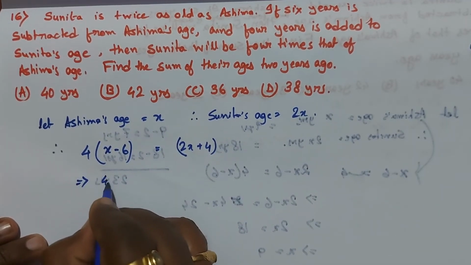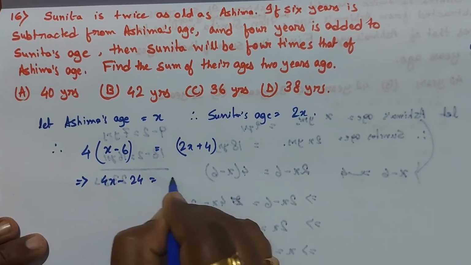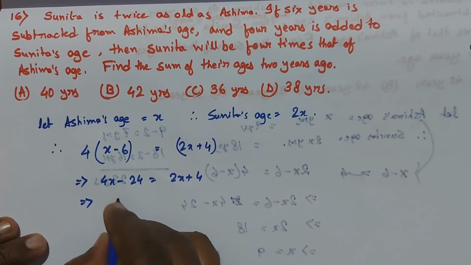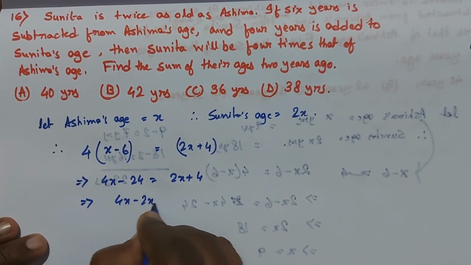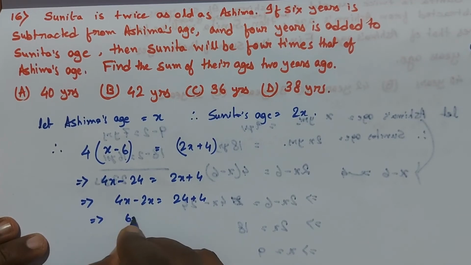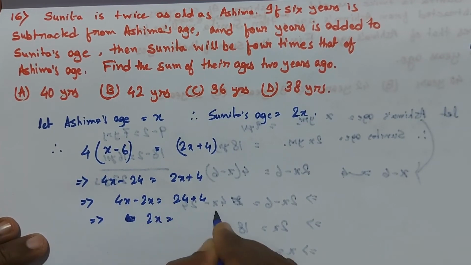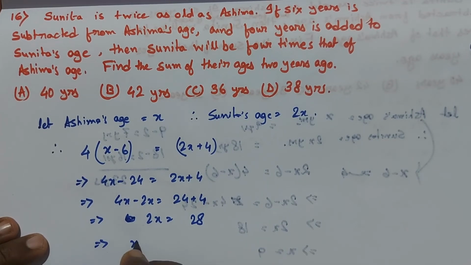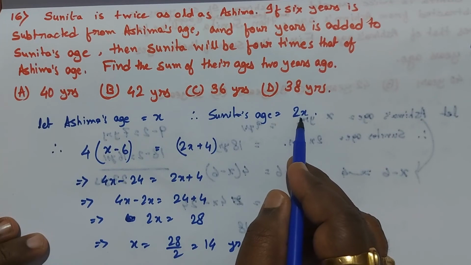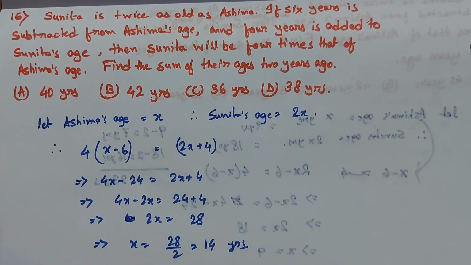So this is 4x minus 24 is equal to 2x plus 4, or 4x minus 2x is equal to 24 plus 4, or 2x equals 28, or x is equal to 28 by 2, that is 14 years. So Osima's present age is 14 years, and Sunita's is 14 into 2, 28.